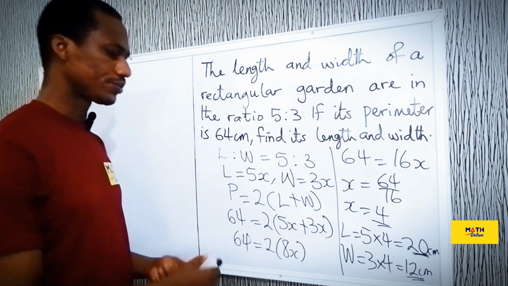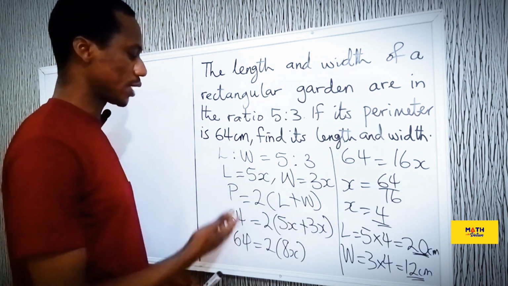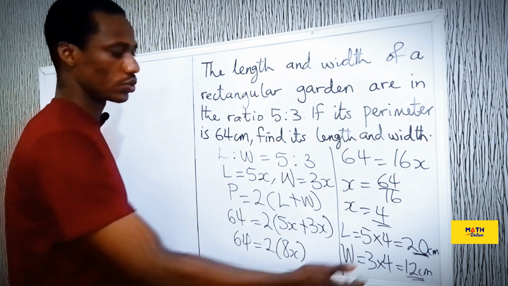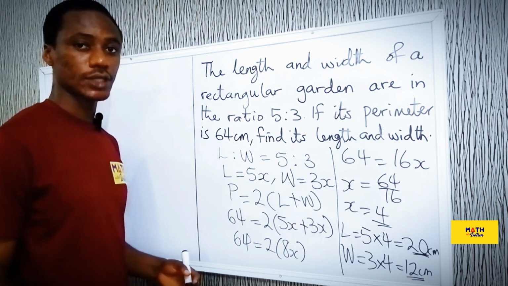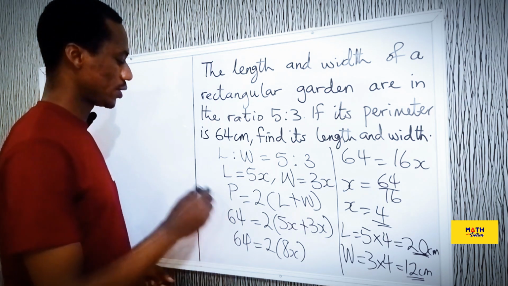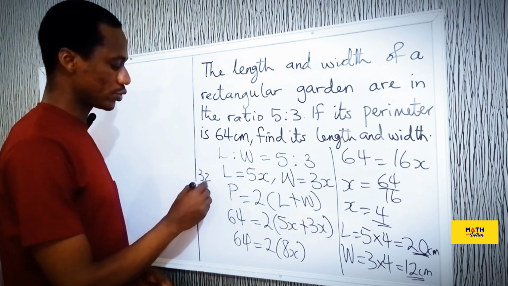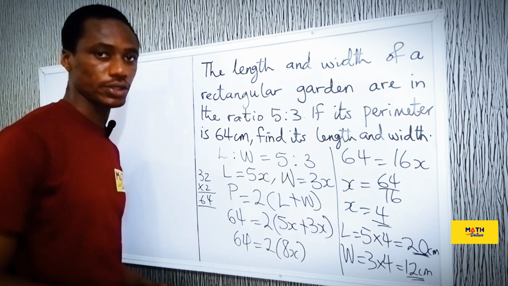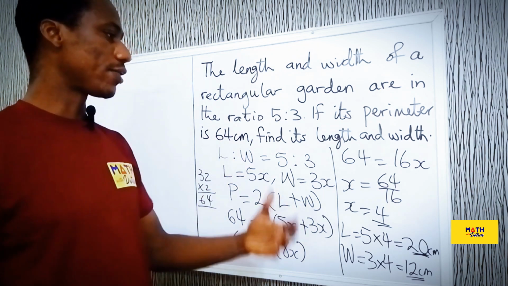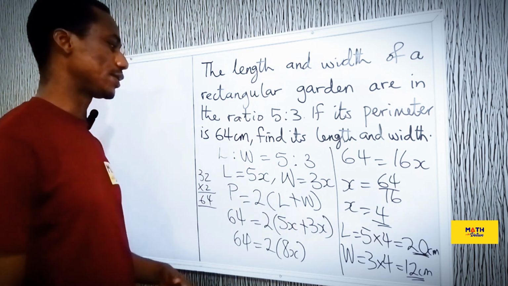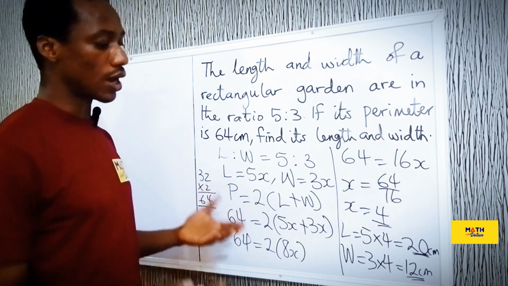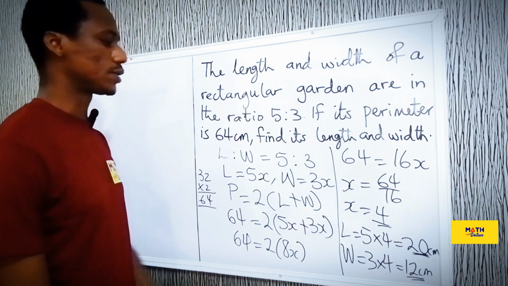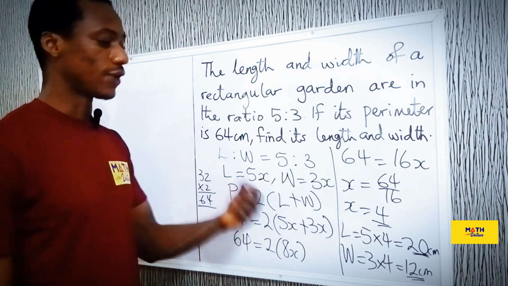Alright, so we can do that. The perimeter is 2 times the sum of length and width. So 20 plus 12 is 32, and 32 times 2 will give you 64. Alright, and that is checked. So the length and the width of the rectangular garden are 20 centimeters and 12 centimeters respectively, and this is in the ratio 5 to 3.